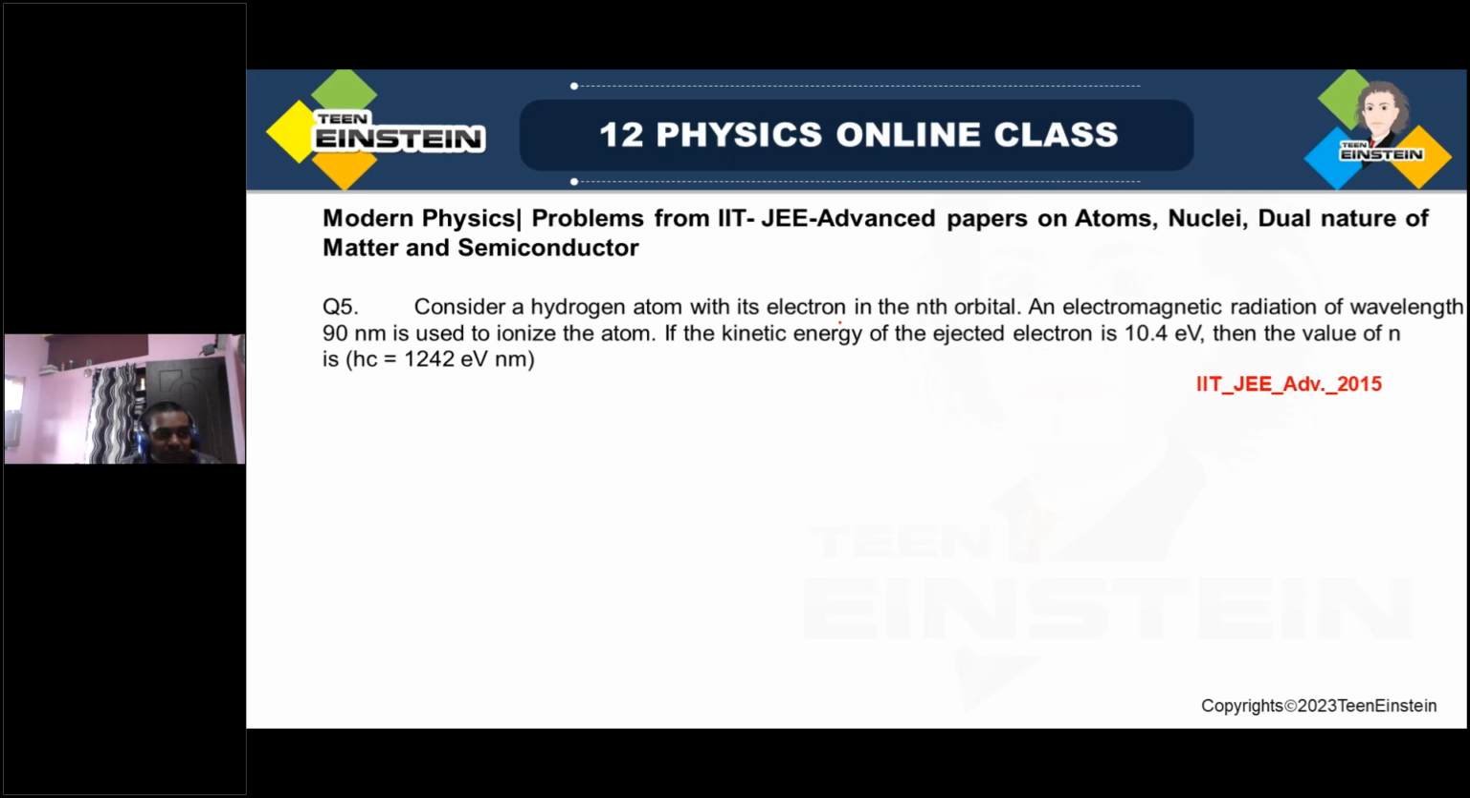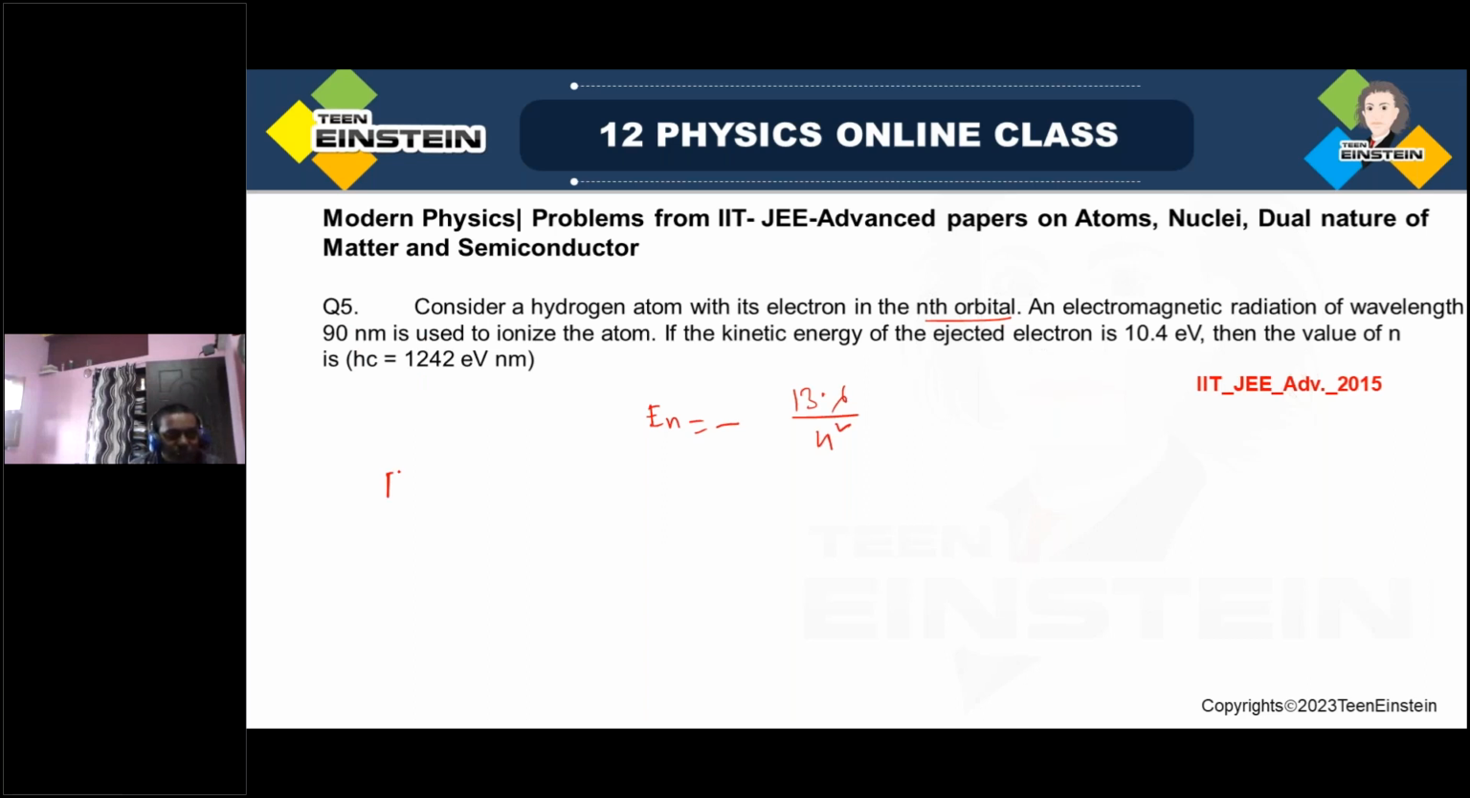So consider a hydrogen atom with its electron in the nth orbital. When the electron is in the nth orbital, the energy of the nth orbital I can write as minus 13.6 by n square. So this is the minimum energy you need to supply to the electron to ionize it. And electromagnetic radiation of wavelength 90 nanometer.